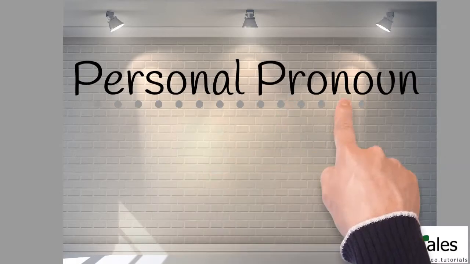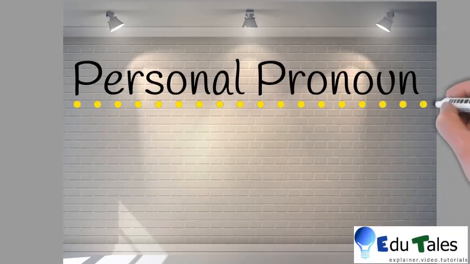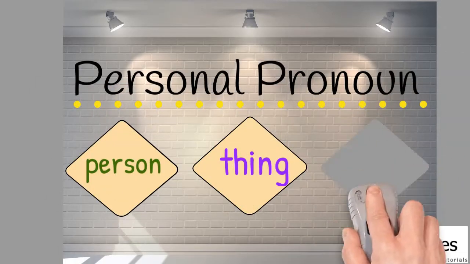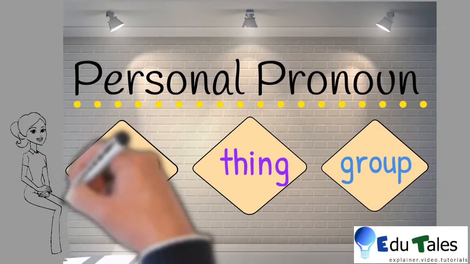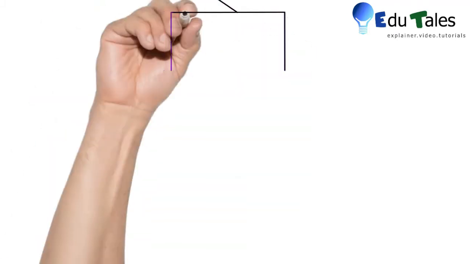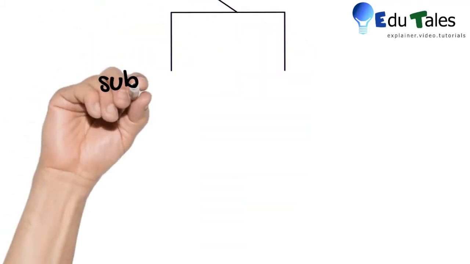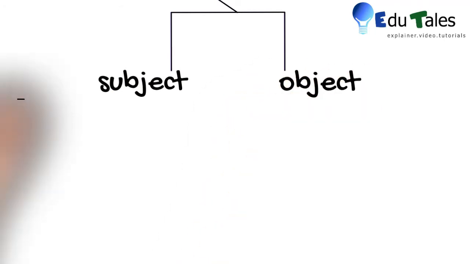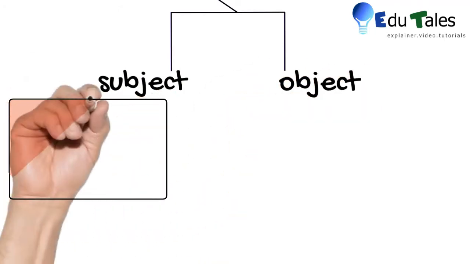The first type of pronoun is personal pronoun, that is, those associated with a certain person, thing, or group. When most people think of pronoun, it is the personal pronoun that springs to mind. There are 2 types of personal pronoun, that is, subject and object.